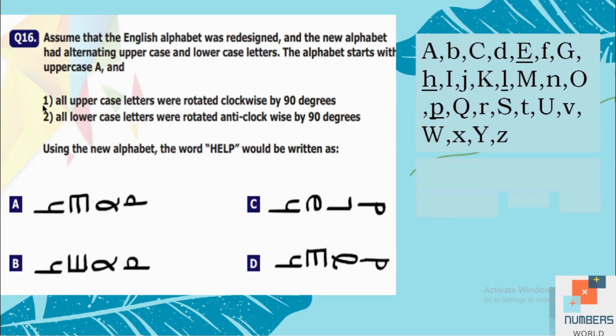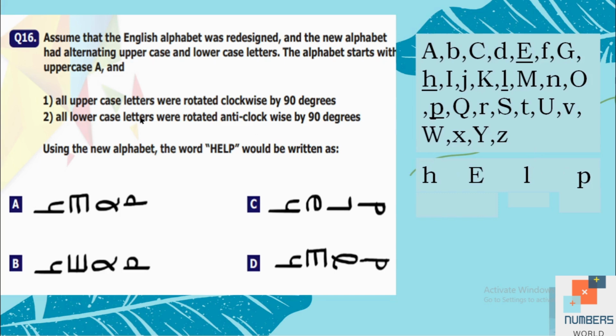Then all uppercase letters were rotated clockwise by 90 degrees. Clockwise means this side. All lowercase alphabets were rotated anti-clockwise by 90 degrees. So anti-clockwise means backwards. Using the new alphabet, the word help would be written as what? How are we going to find it? I just saw that H is small in help, capital E, L is small and P is also small. So first I have written the word here.